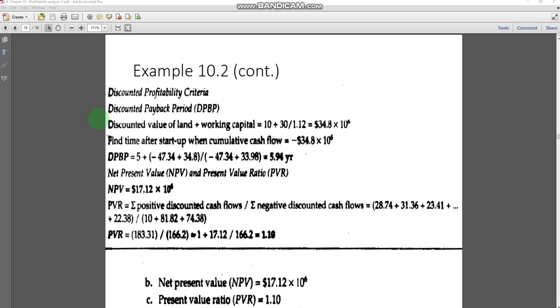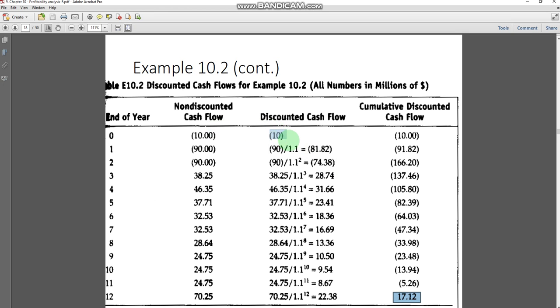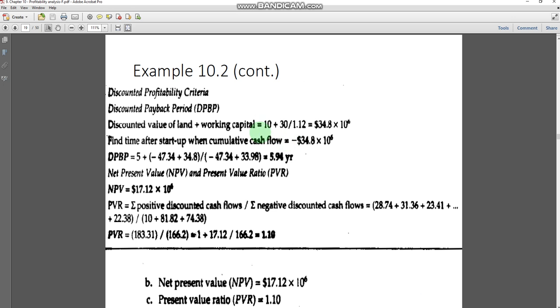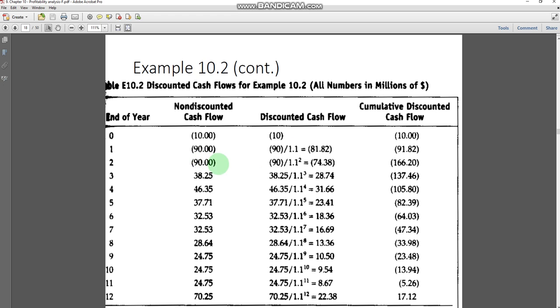Now, the discounted profitability criteria and the discounted payback period. How can we calculate this? The discounted value of the land plus working capital. The land is $10 million here, then you have been provided with the working capital, which was $30 million, and then you have to divide it by the factor, which is 1 divided by 1.1 to the power 2.